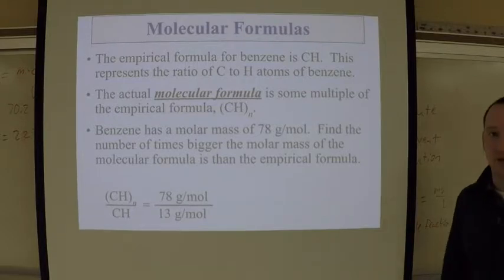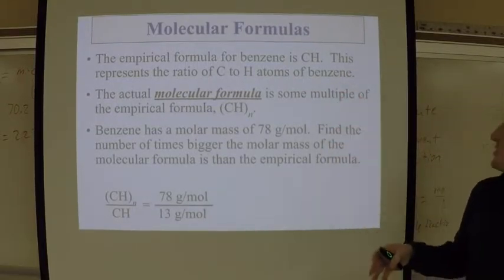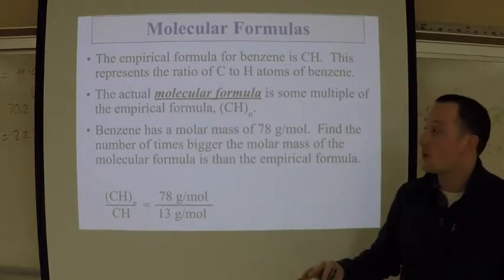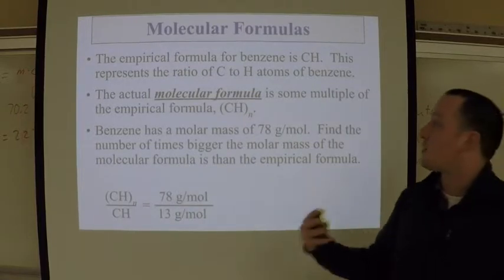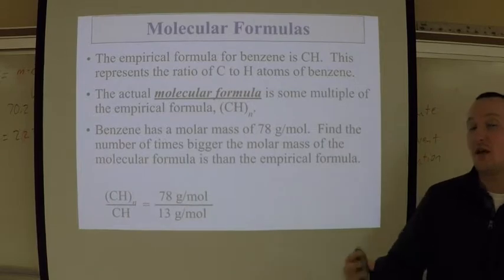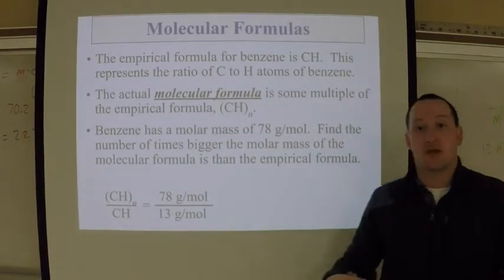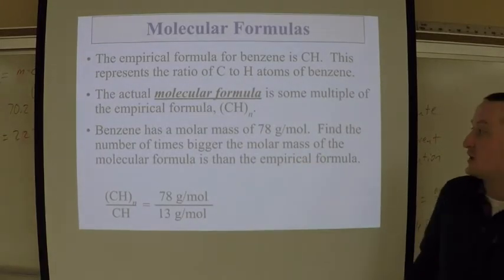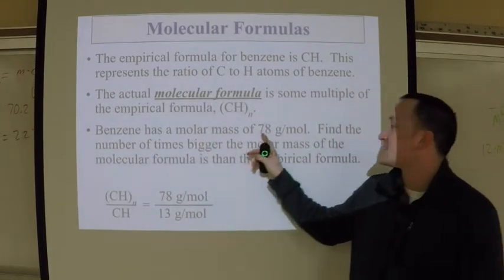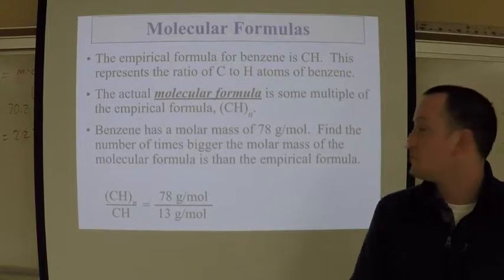Now, what about a molecular formula? The empirical formula we said of benzene was CH. This represents the ratio of carbon to hydrogen atoms in benzene. But the actual molecular formula is a multiple of that. Remember we said that benzene's real formula isn't CH, it's something else. And we went over that previously in this lesson. So we know that benzene has a molar mass of 78 grams per mole. That would be information that would be given to you.